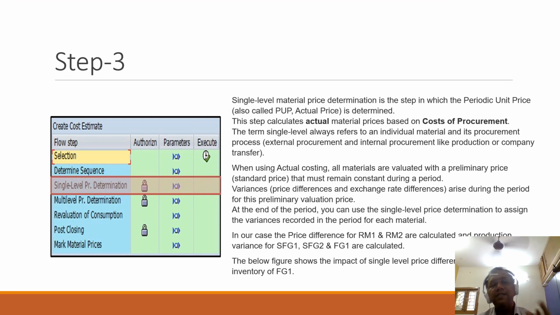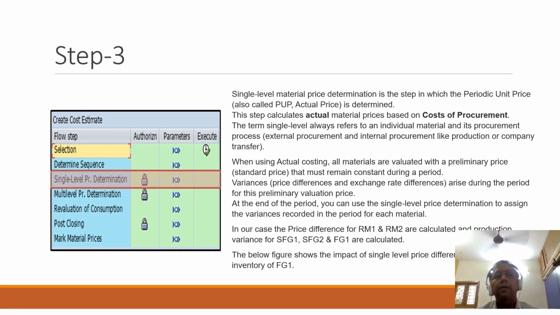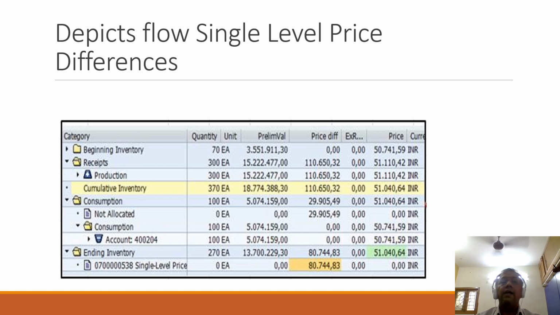The third process is single level price determination. We want to determine the prices of the actual cost of the procurement. Single level is always an individual material. What happens in the production process, when it comes to the production process? We want to determine the prices accordingly. This depicts the flow of single level price differences.